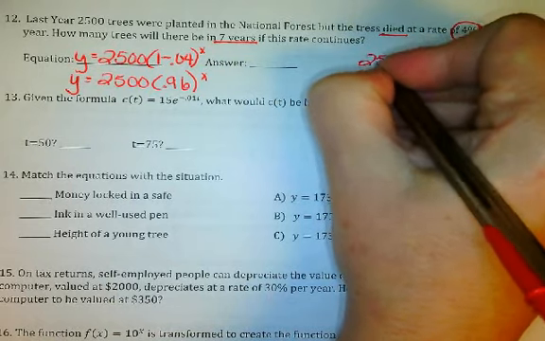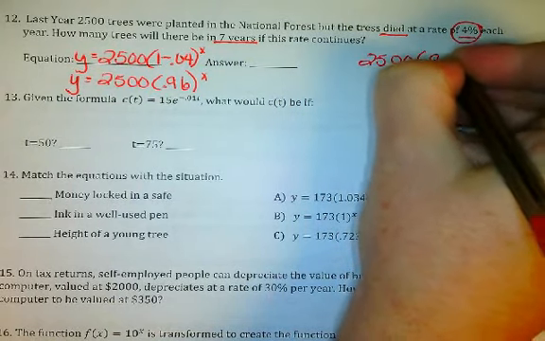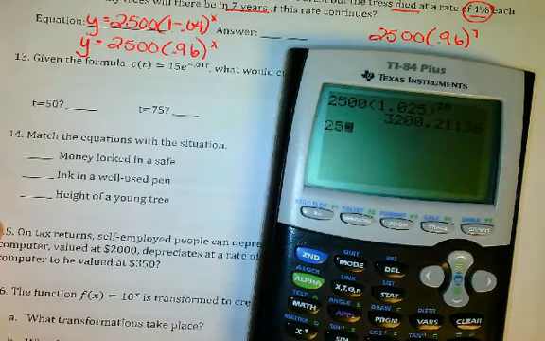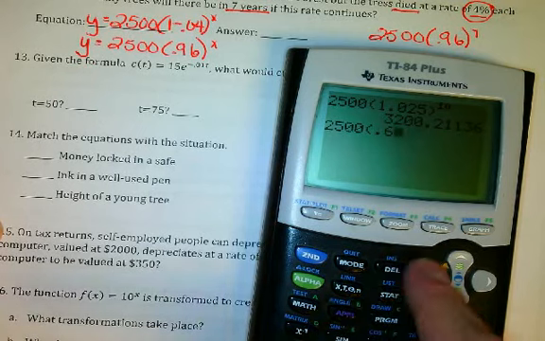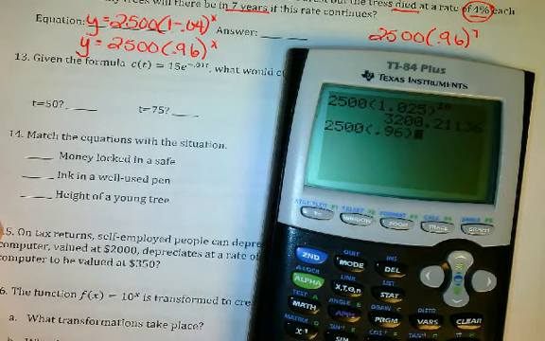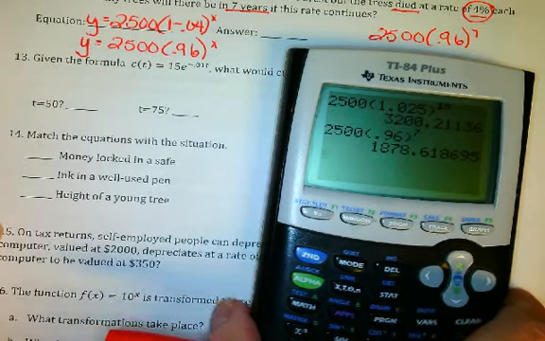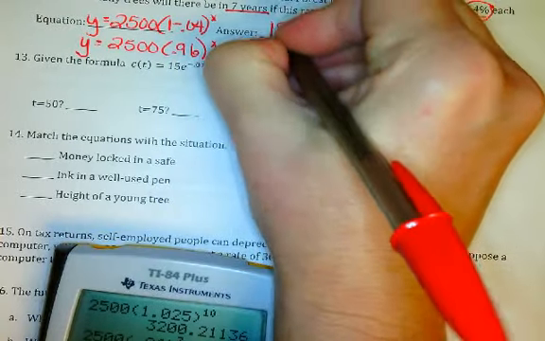Now, my x here is going to be 7. So to do my answer, I'm going to do 2,500, 0.96 to the power of 7. So 2,500, 0.96, because 96% of the trees remain after the 4% rate of decrease, and then to the power of 7. So after 7 years, we should expect to have about 1,878 trees.